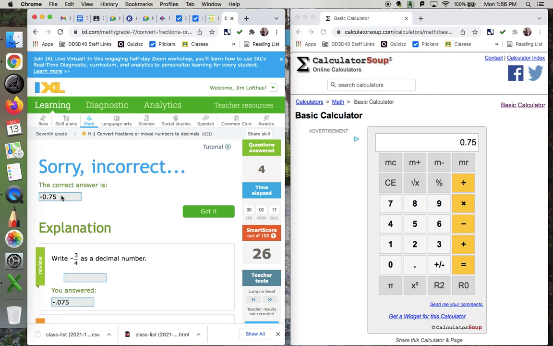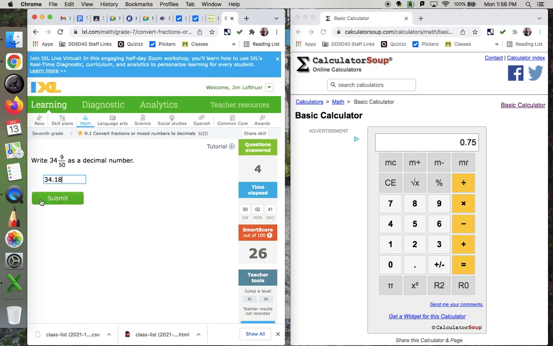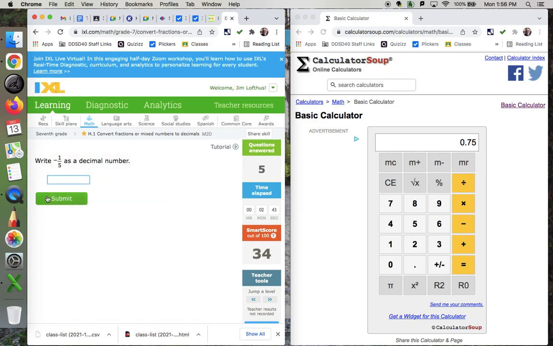Oh, let's see. I probably just typed it incorrect. Yeah, I put 0.075, so that was just a typo. Got it. All right, so this is going to be 34 point. And another way I can think about this is that 50, I can double it to 100, and so I can double that 9 to 18. So that's 1/8. Okay, so that's another way of thinking about it.